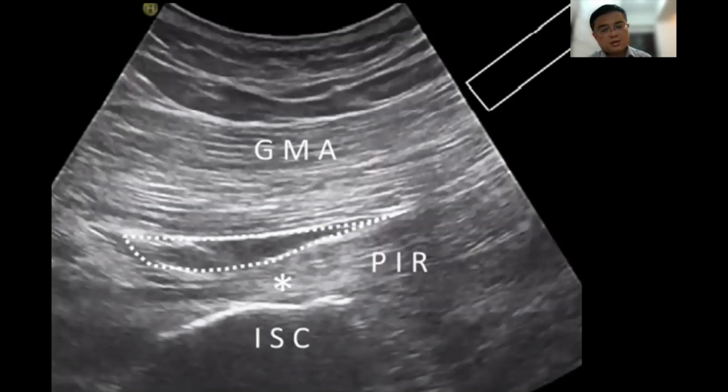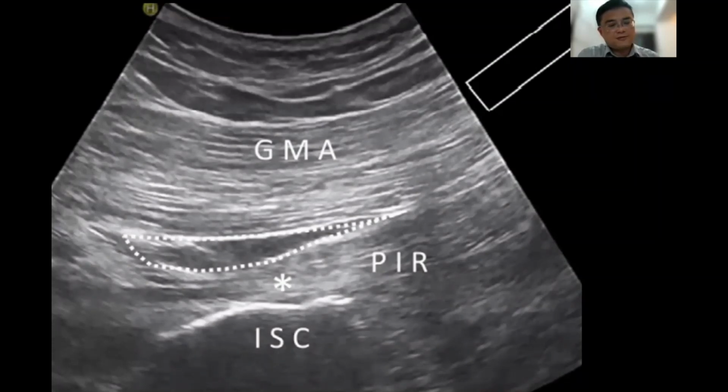So now let's go to the posterior hip pain. In patients with posterior hip pain, we usually think they have a piriformis problem. But if you use ultrasound to visualize the piriformis, sometimes you can find that there is a hypoechoic region located between the gluteus maximus and the piriformis tendon.